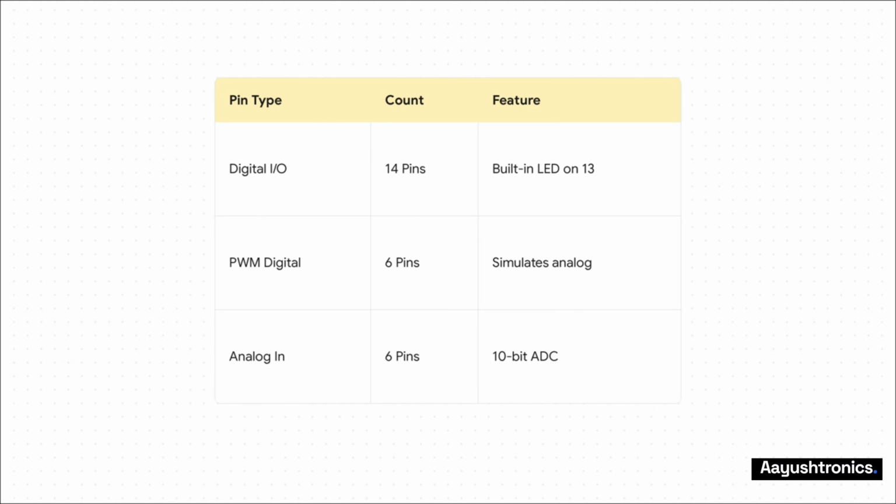Now, 6 of those digital pins are marked with a little tilde symbol. These can use pulse width modulation to simulate an analog output by toggling on and off incredibly fast, which is absolutely perfect for dimming an LED or controlling the speed of a servo motor.